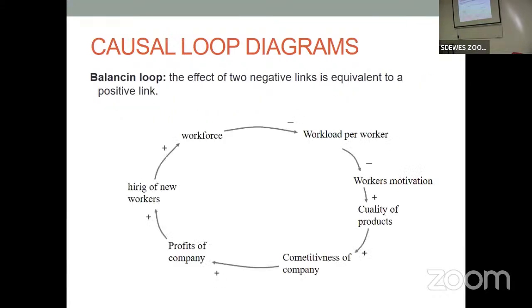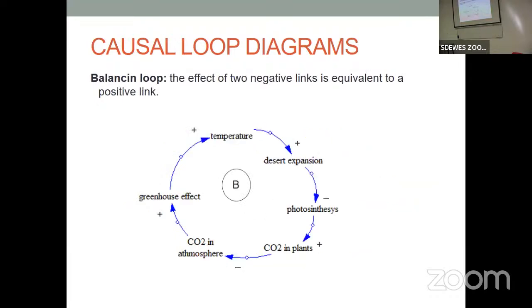Well, I'm going to go a little bit. This is another example of a loop. In this case, we have some positive relations and negative relations. Let me check.